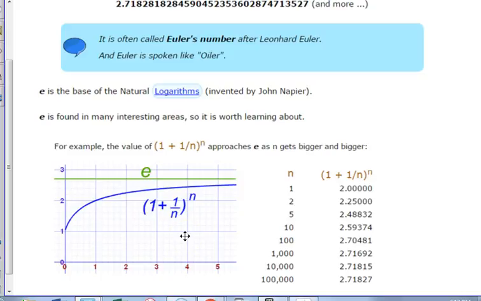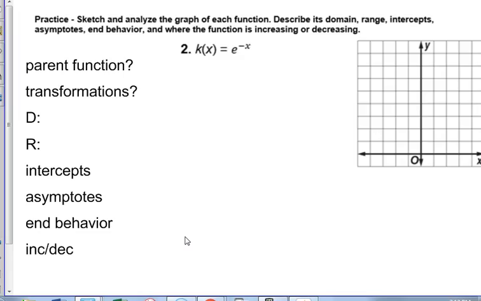It's roughly 2.7 is what we need to know to graph this problem. It's weird. All right, here we go. So the parent function here is actually y equals e to the x. But let me ask you this. What's the difference between this and this that we did a minute ago?